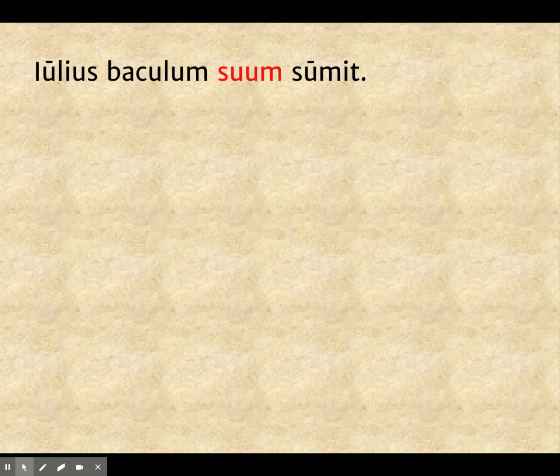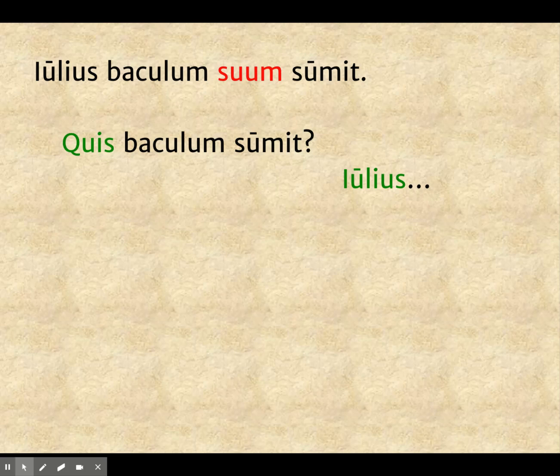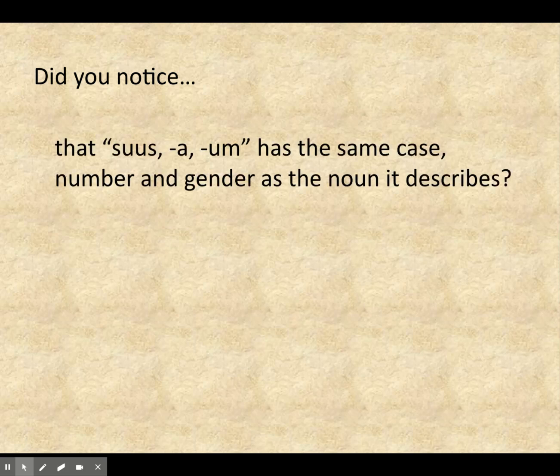Julius baculum suum sumit. Upward motion. Quis baculum sumit? Julius baculum sumit. Cuius baculum est? Julii baculum est. All right. So, what did we notice about those?